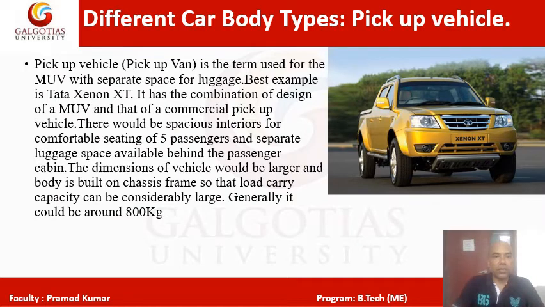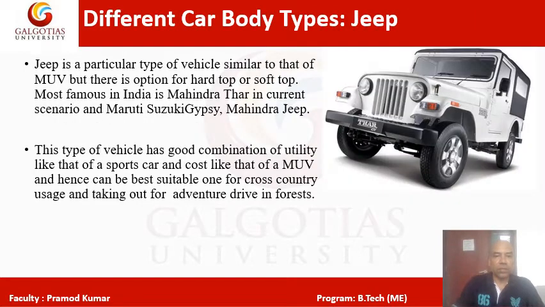So pickup van is the term used for an MUV with separate space for luggage. The best example is the Tata Xenon XT. It has a combination design of an MUV and a commercial pickup vehicle. There is a spacious interior for comfortable seating of 5 passengers and separate luggage space behind the passenger cabin. The dimension of the vehicle is larger and the body is built on a chassis frame so that the load carrying capacity is large. Generally, it is around 800 kilograms.